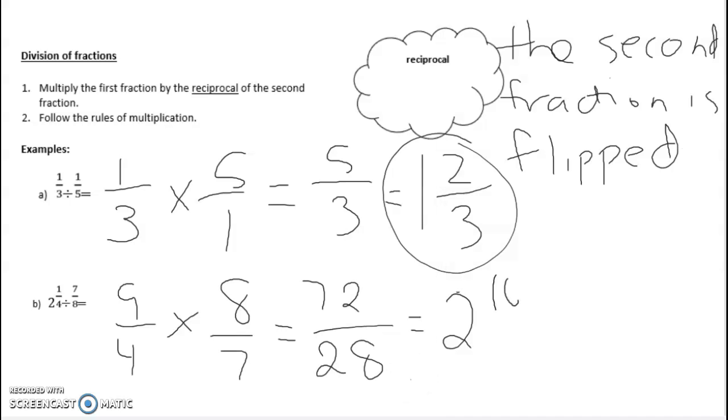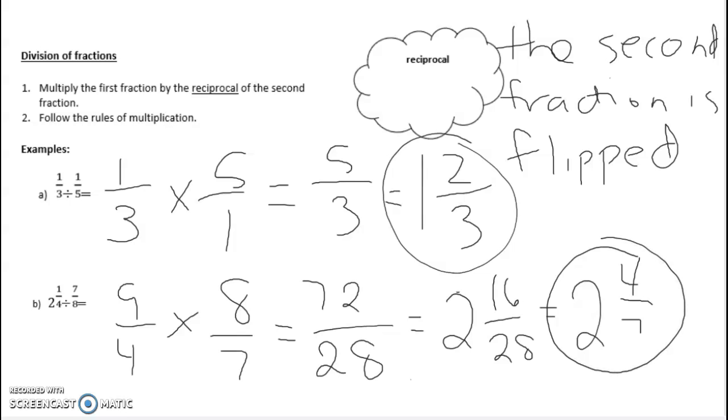Okay, so 16 over 28. And then we can reduce that even more. Okay, so we can divide both by 8. Okay, so 16 divided by 8 is going to give us 4. So let's put this in. So we're still going to have 2. And then 16 divided by 8 gives us 4. Okay, sorry, divided by 4, not 8. And then 28 divided by 4 gives us 7. So we're left with 2 and 4/7.